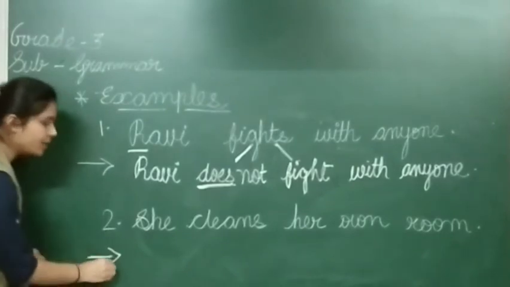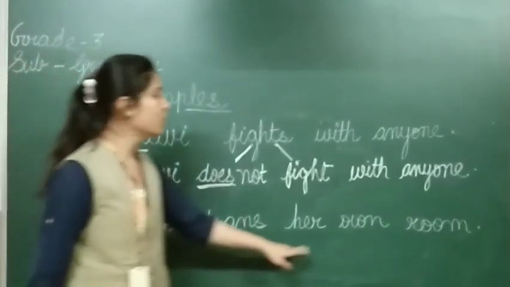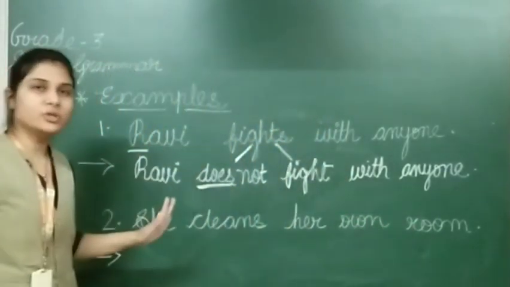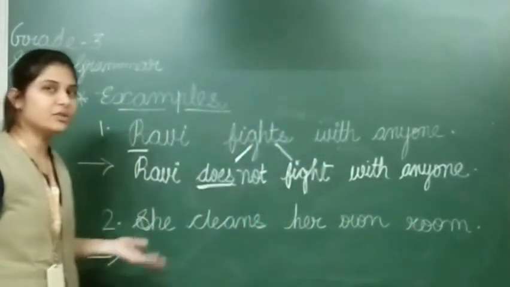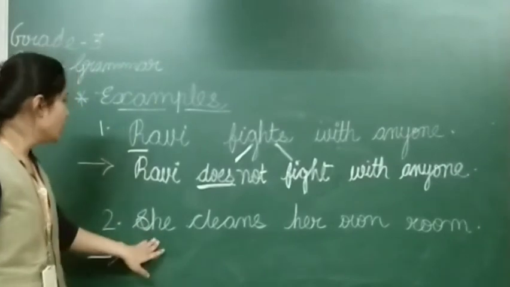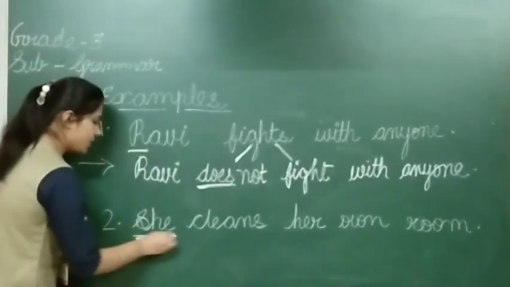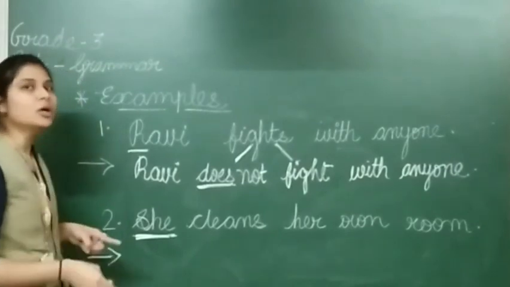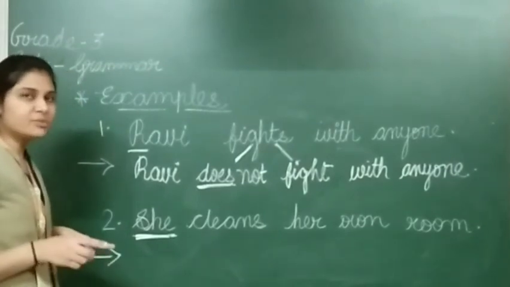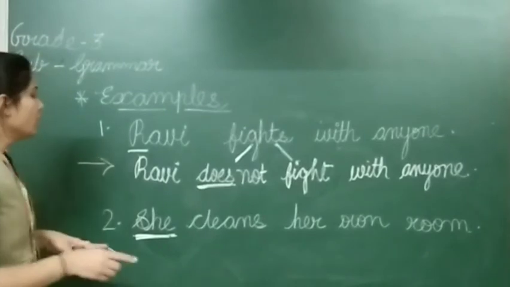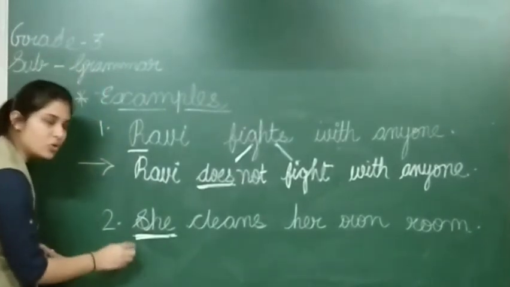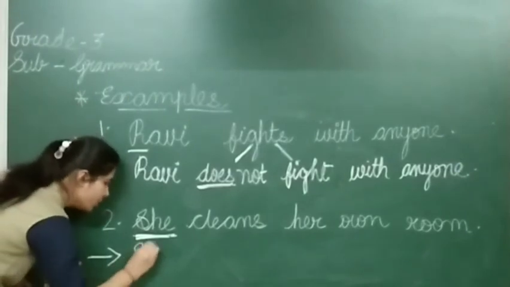Next example is she cleans her own room. Means first of all we have to recognize the sentence whether it is in singular or plural. Now see here sentence starting with she. Sentence starting with she comes in the singular, right? She किसमें आता है? Singular में आता है. Now what we have to write? First of all we have to write same. Singular noun को same लिखना है.